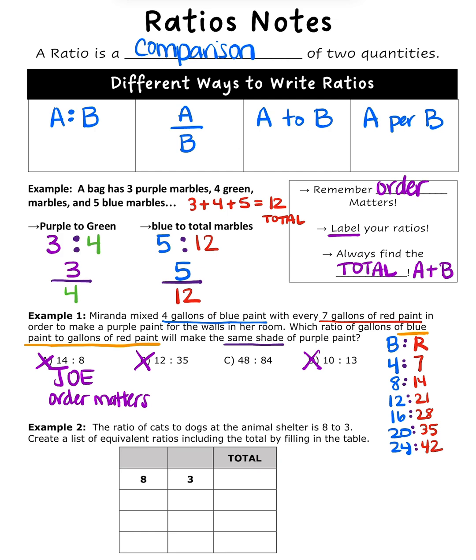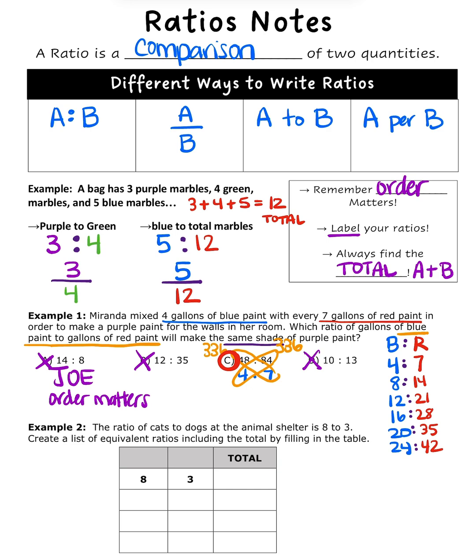Well, the easiest way is to butterfly. So I'm going to take my original ratio of 4 to 7, and I'm just going to put it underneath. And I'm going to butterfly. So I'm going to say 7 times 48 and 84 times 4. All right, and 7 times 48 is 336. And 84 times 4 is also 336. And so those do come out equivalent, and therefore C is going to make the same shade of that purple.